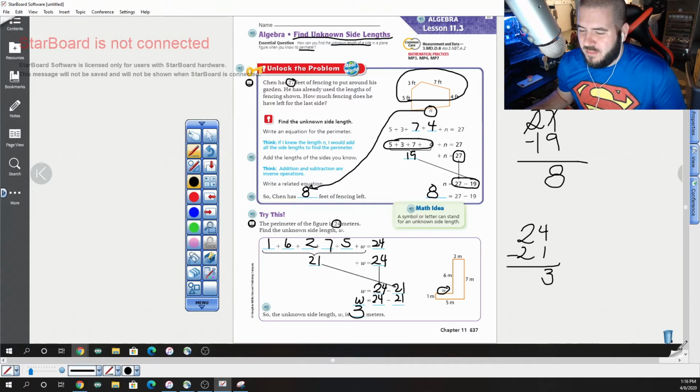Okay? Moving on to our next page. So hopefully you're starting to understand this a little bit. We're taking all of the sides, we're adding them all together, and they're going to equal our perimeter, and that'll help us figure out what W, or our letter, is.